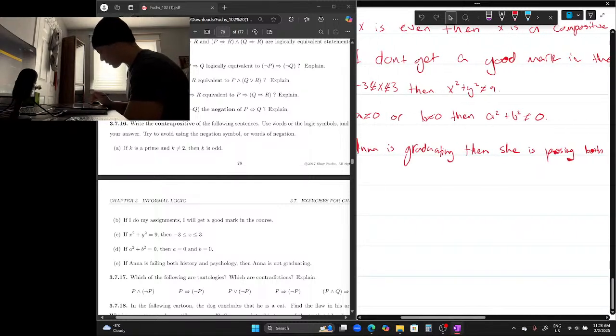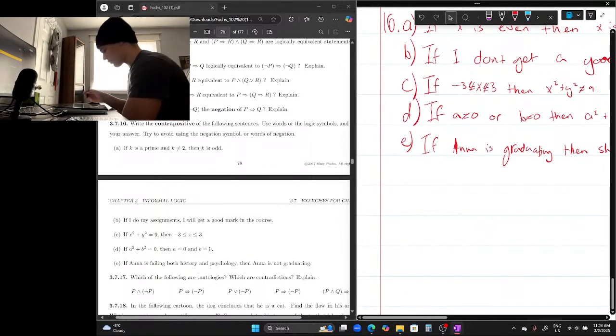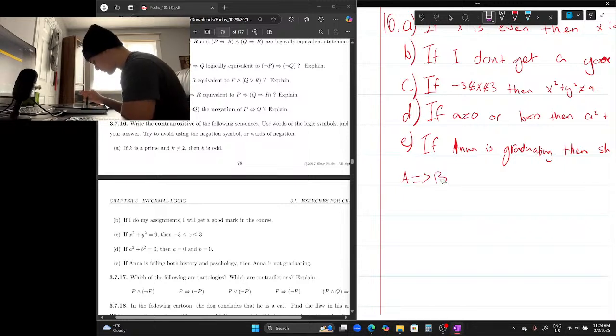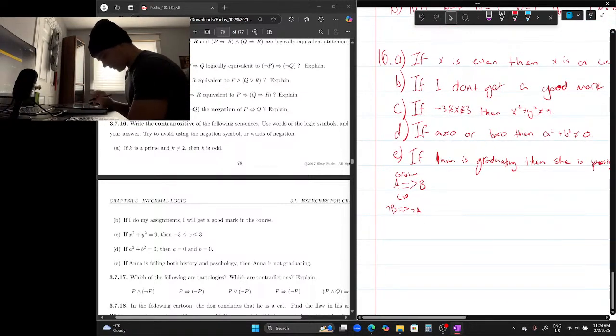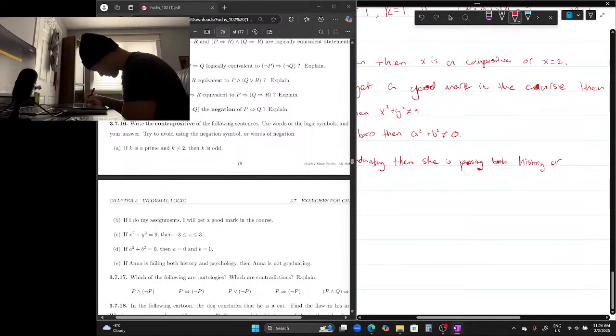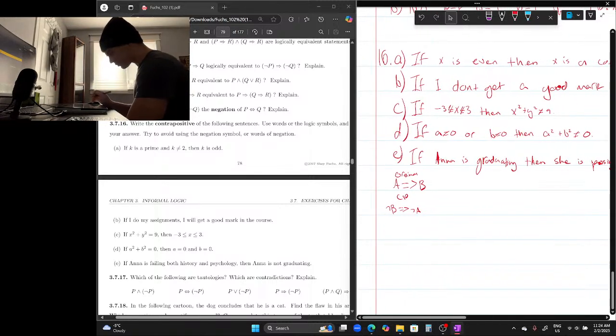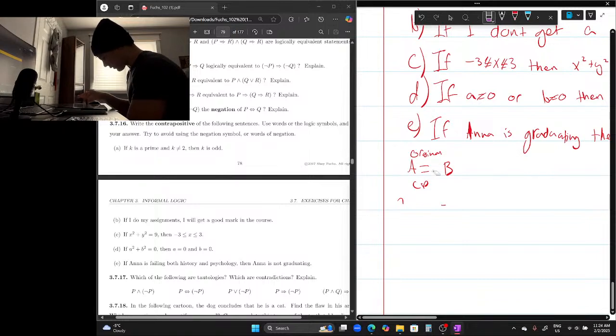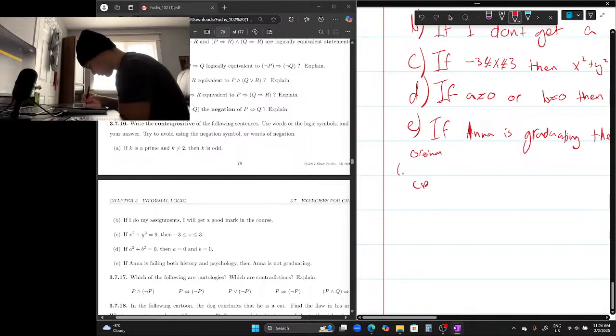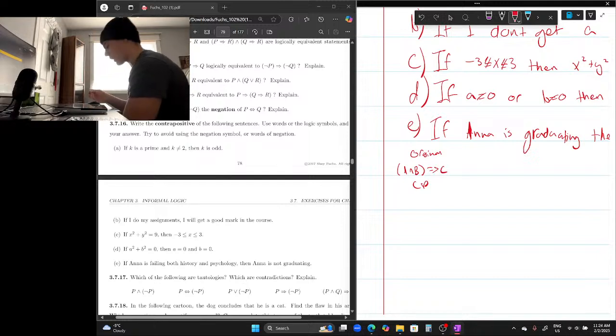If anyone wants to know what a contrapositive is again, just a refresher: if you have a statement A implies B, the contrapositive of this, CP for short, is not B implies not A. So in this case, statement E, Anna is graduating, would reference something like A and B implies C, where A is Anna's failing history, and B is Anna's failing psychology.